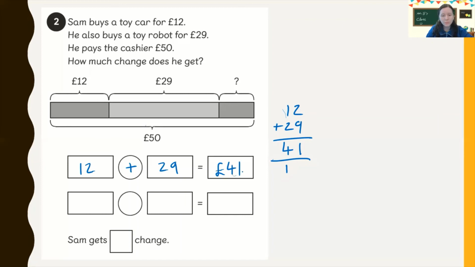Now what do we do? We do 50, our biggest number, take away that £41. 50 take away 41. Can we do 0 take away 1? No. So that is 10, that is 4. 10 take away 1 is super, 9. 4 take away 4 is 0. So how many pounds did he get back? 9. Sam gets £9 change.